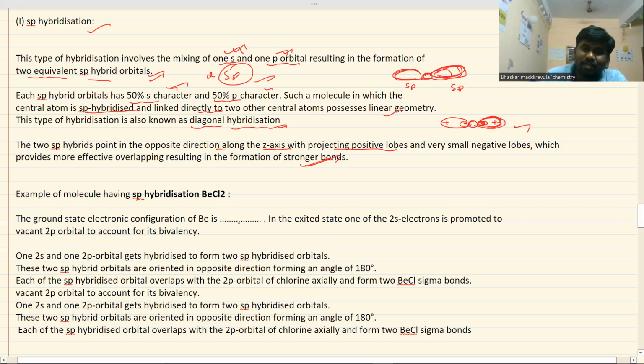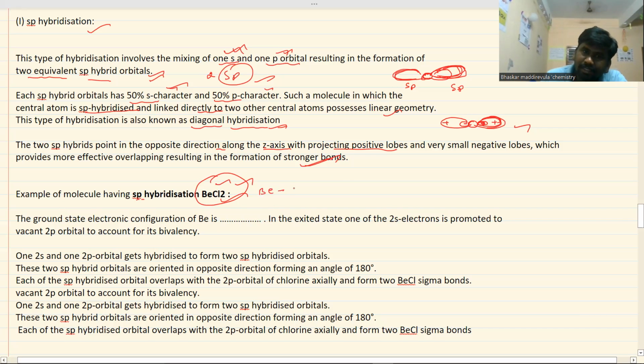I will explain this concept by taking a small example, beryllium dichloride. I'll explain how sp hybridization happens in beryllium dichloride. What geometry will it possess, and what is the bond angle? In beryllium dichloride, the central atom is beryllium.